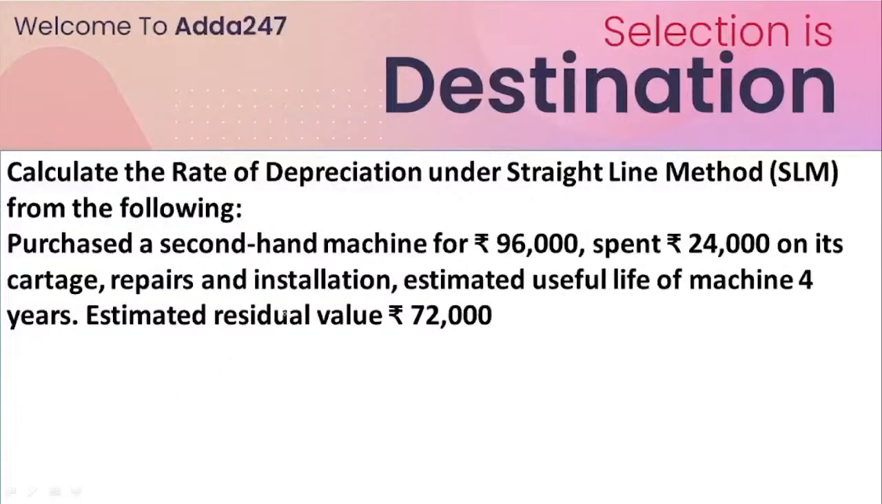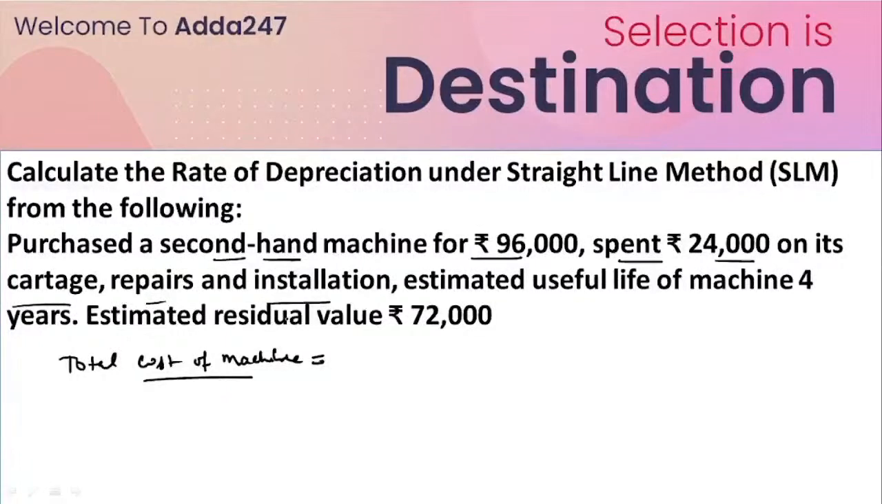So just solve it my way, like I always explain: you always have to calculate the total cost of the machine. You have to consider the total cost of the machine, which includes the cost of the machine plus the expenses incurred on that machine, like spent on its cartridge, repairs and installations. Whatever extra expenses are incurred on that machine, we count toward the total cost of the machine.